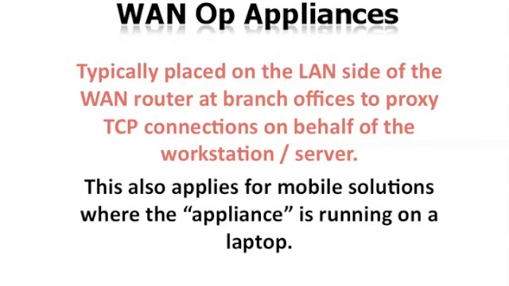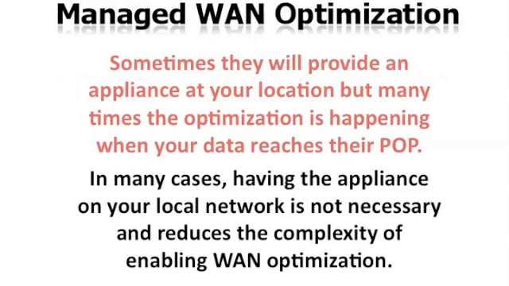For WAN optimization appliances, typically these are placed on the LAN side of the WAN router at your branch offices and headquarters, and essentially they're proxying the TCP connections between your workstations and your server environment. And you'll see this also with the mobile solutions where the appliance or software is running on a laptop and proxying the TCP connections between the laptop and your server environment.